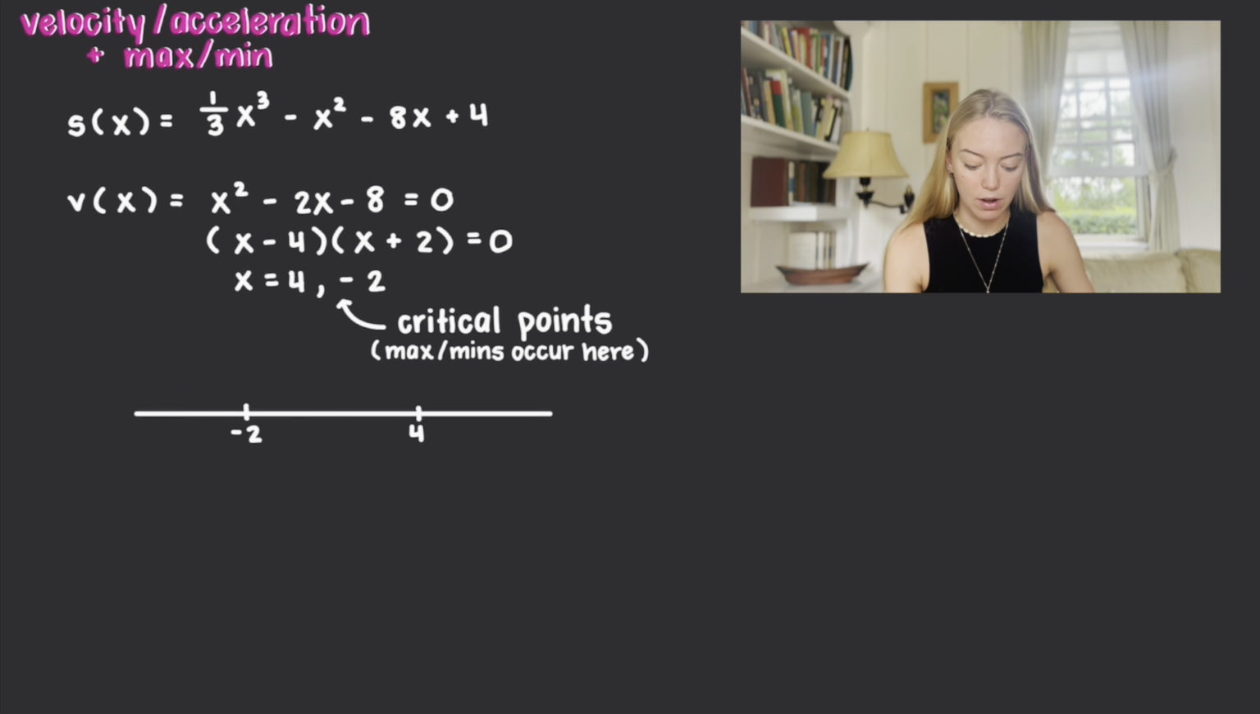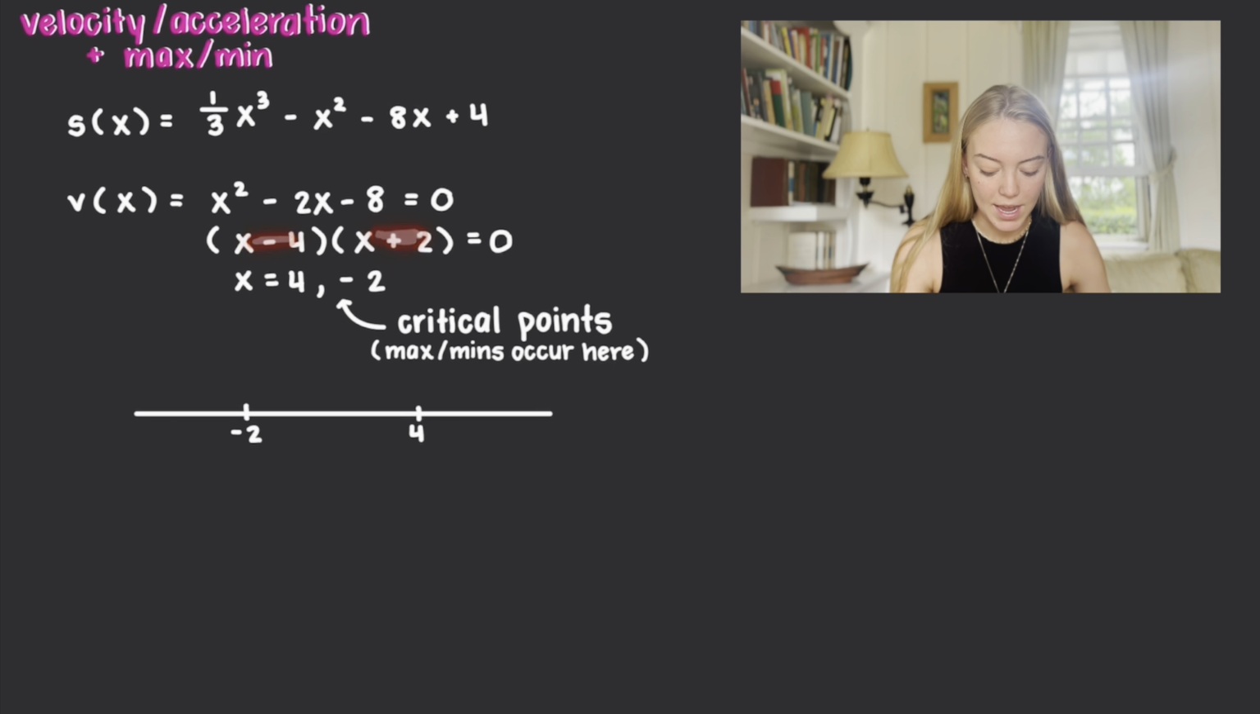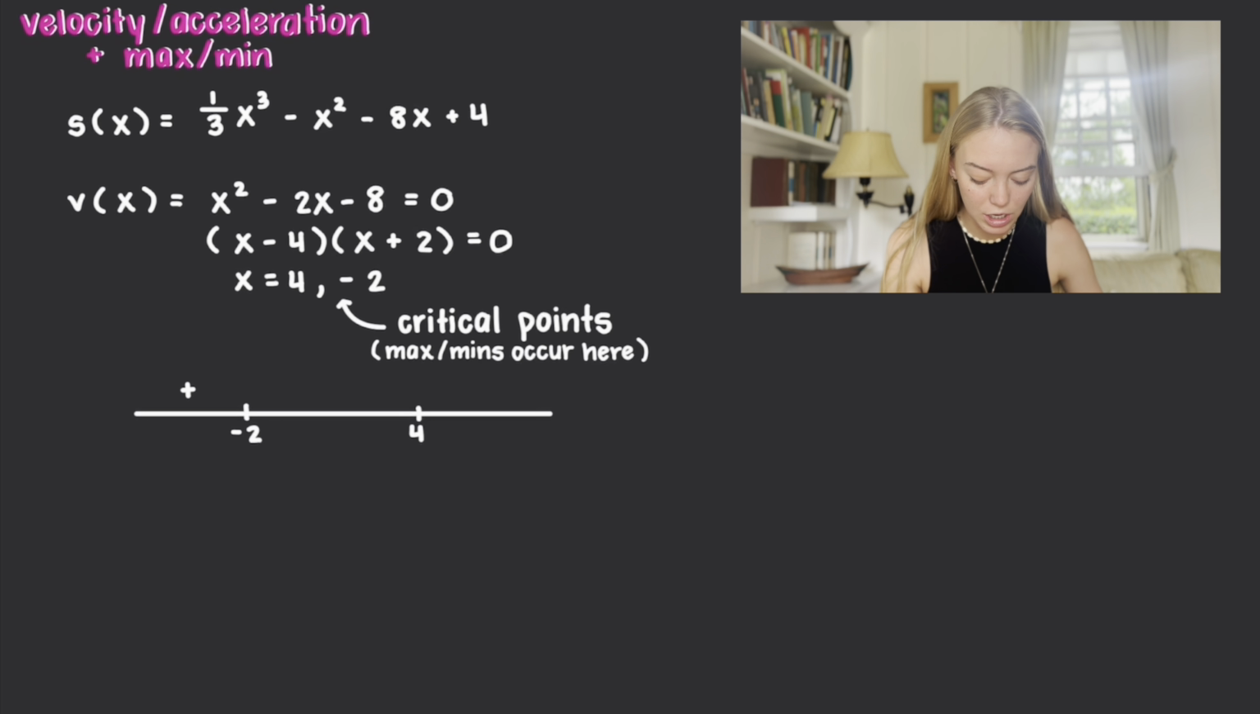So let's start on the left side. If we plug negative 3 into this velocity function, this is going to remain a negative number, and this is going to be a negative number. Negative times a negative is a positive, so it's going to be positive here. If we plug something in the middle in, let's say we plug in 0, that's going to be a negative times a positive, that's a negative. Okay. Number to the right of 4, let's pick 5. This would be a positive, and this would be a positive. So to the right of 4 is going to be positive.